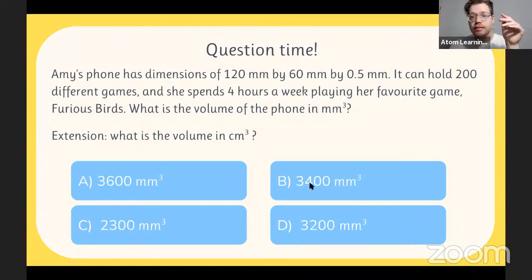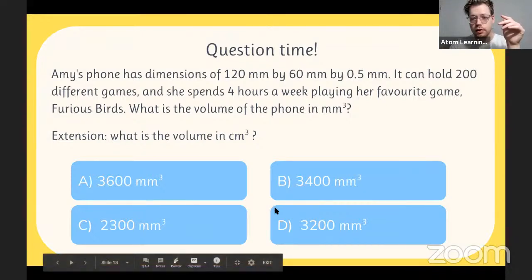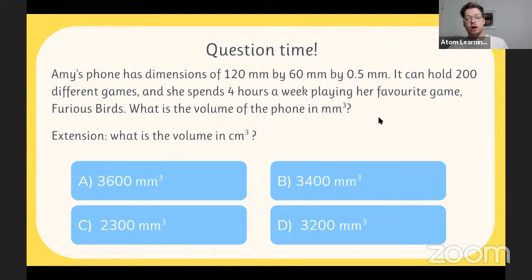Let's have a go at another one. I'm going to end the poll and share the result. I'm going to end this poll and start a new one. And I'm going to go fix that question while you have a go at this quite fun volume question about furious birds. Not sure what happened there in the last one.